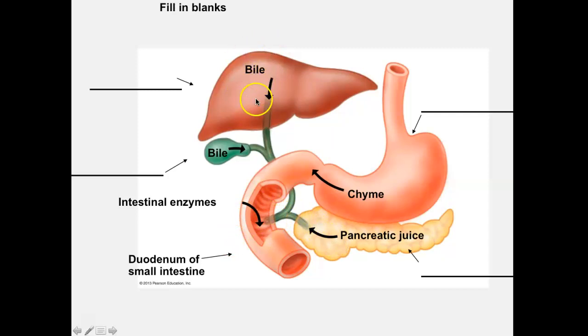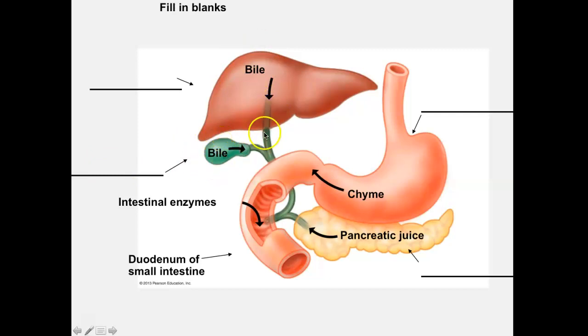And then the liver, this big brown organ, is called the liver. And there's another little organ underneath the liver called the gallbladder. The liver makes bile, but the gallbladder stores the bile.